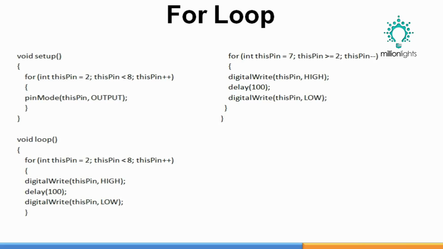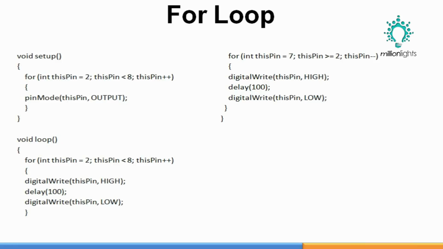So now what we have done: for, that is the start of the for loop, and in that we have written int this pin. So this pin is the name of the variable, it is an integer, and it is initialized to a value 2. So the for loop starts from 2 and the condition is this pin less than 8. So till the value of this variable is less than 8, we are executing the loop. Then the increment operator is this pin plus plus. That means the variable is incremented by 1 each time.